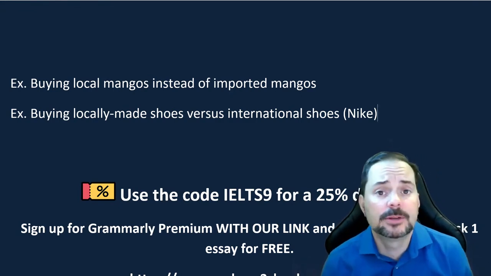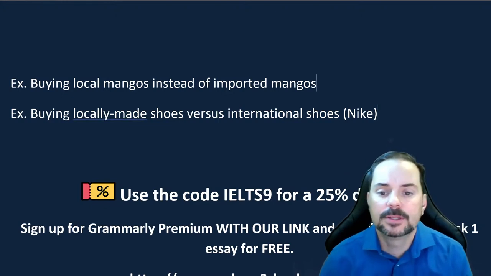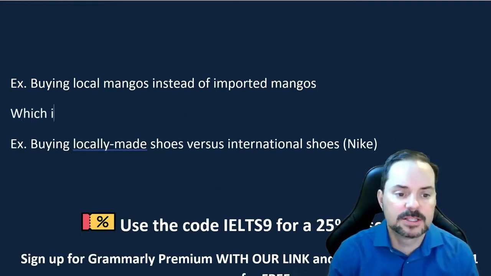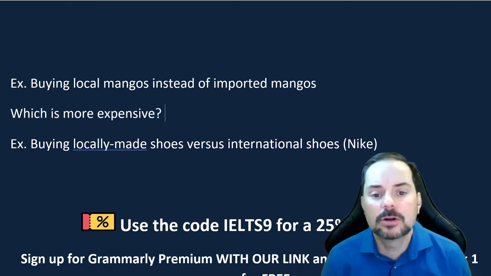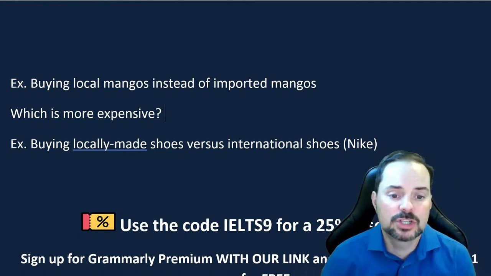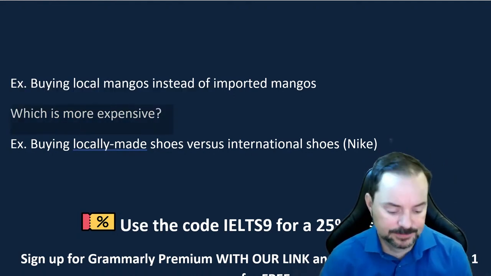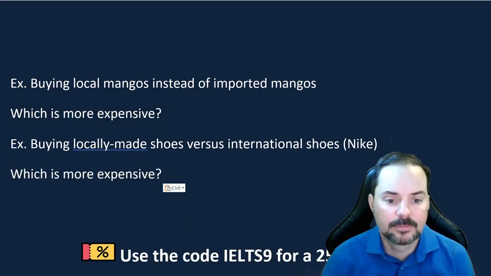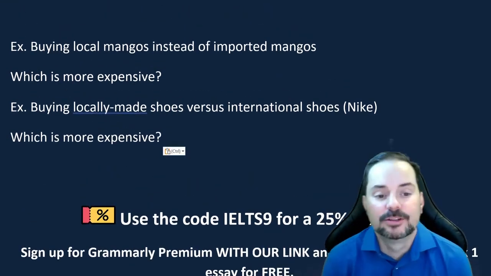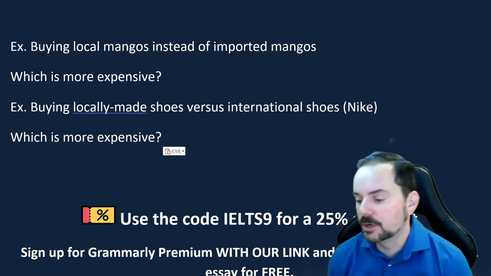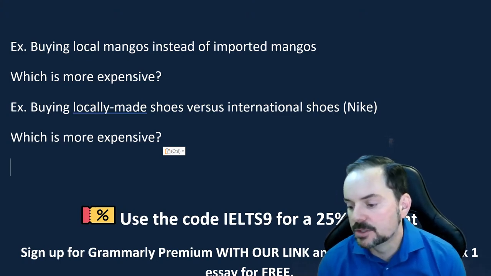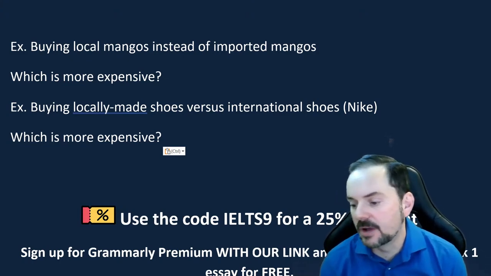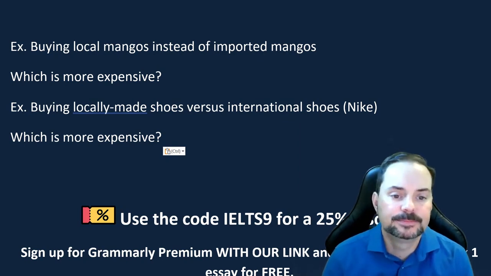Now we can think about this a little bit better. Let me ask you this. Which is more expensive? Local mangoes or imported mangoes? Same question for shoes. Which is more expensive? Local shoes or imported shoes like Nike? So which is more expensive? Amu says imported.